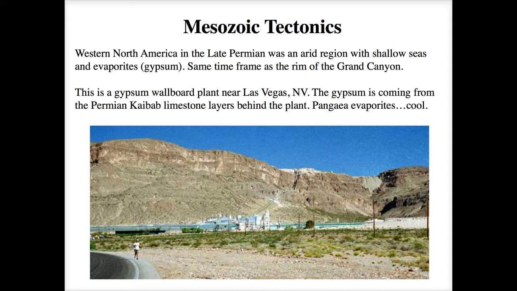And this plant out here is a gypsum wallboard plant. The gypsum is mined up here on the cliffs, and then it's brought down to the plant on this conveyor belt, and then the plant crushes it up, puts it in these big sheets and bakes it in these big ovens. Anyway, the wallboard that you're putting in your houses is the result of evaporites forming on that western margin of Pangaea. Pretty cool.